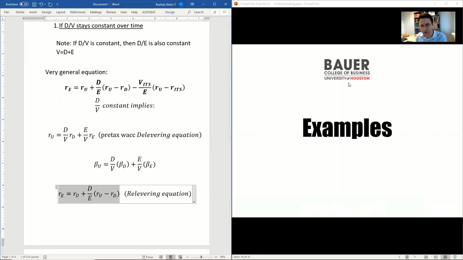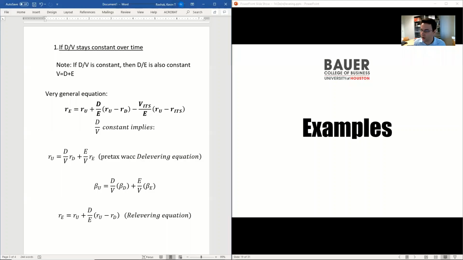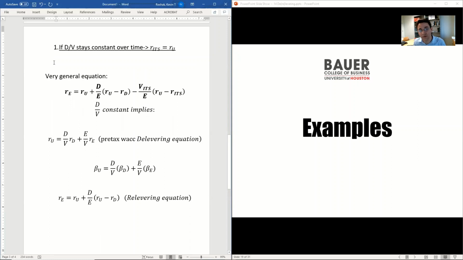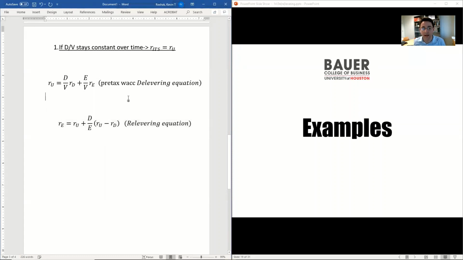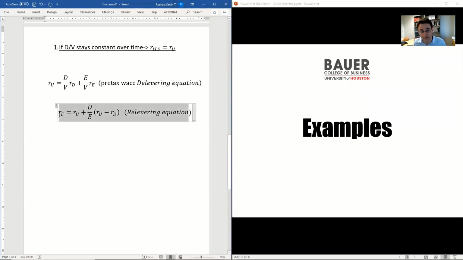So I'm going to do some examples, hopefully take this abstract concept and make it more concrete. In both of these examples, we're going to stick with this model. We're going to keep a constant capital structure, so debt to value is going to stay constant over time. And as we saw, that implies that the discount rate on the tax shields is the same as the discount rate on the assets. That's going to give us two equations, a delevering equation and a relevering equation. We're going to be able to rewrite this very general equation into a delevering equation here and a relevering equation here.